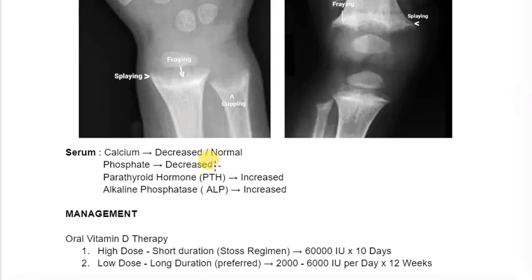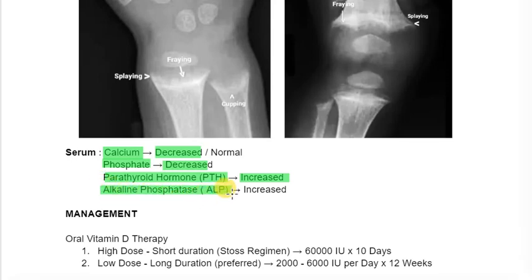And the other investigations which we'll be doing are serum tests. We'll draw blood from the patient and send it for investigation. We will observe serum calcium, which might be decreased or might be normal, but the phosphate values will be decreased. And the parathyroid hormone, as we already know, will be increased in order to compensate for the deficiency of vitamin D.